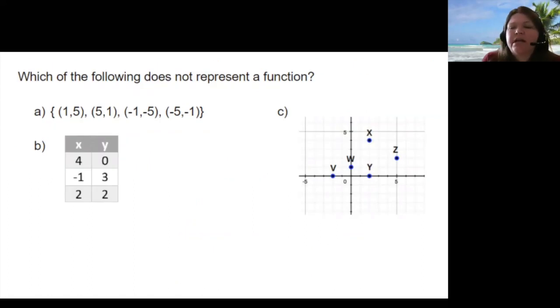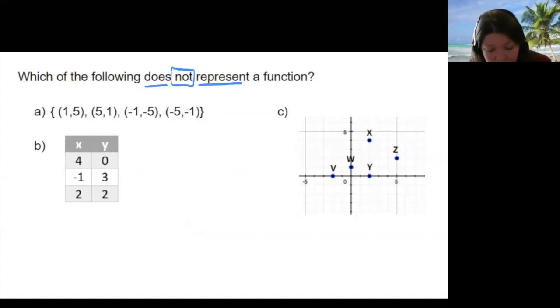There I go with my little snake in the grass questions. Watch out for me, I'm being a snot. This time I'm asking you which of the following does not represent a function. Okay, watch out for that wording. I'm not looking for the function this time, I'm looking for the non-function.